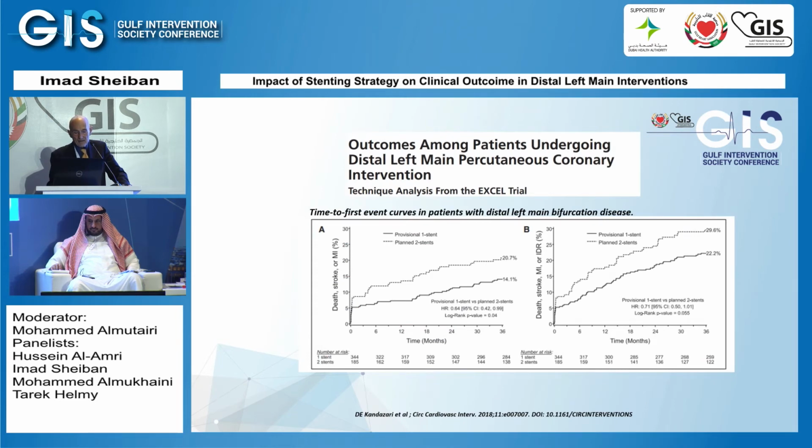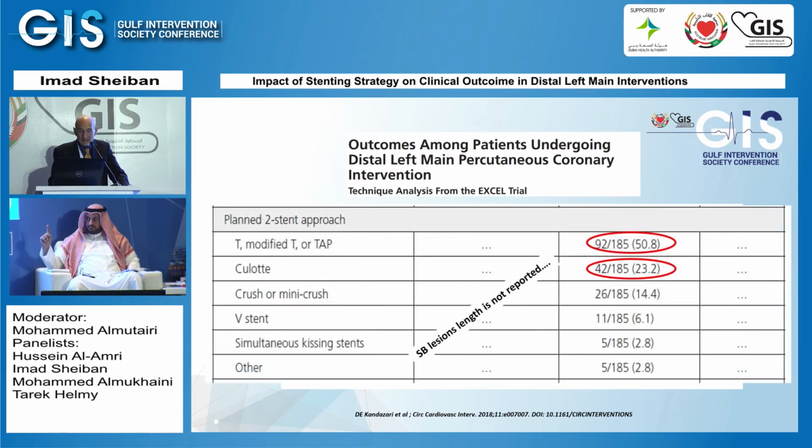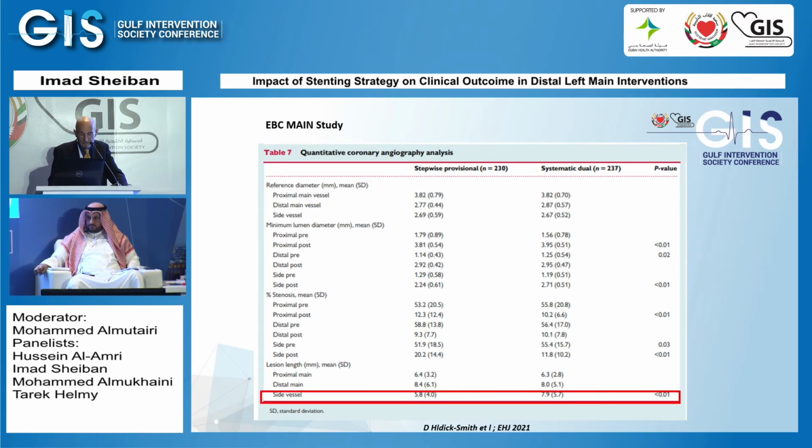And again, this is coming from EXCEL, particularly in distal left main, showing that provisional stenting is doing better than two stents, but we do not have any information about side branch lesion length, which is not reported in the study.